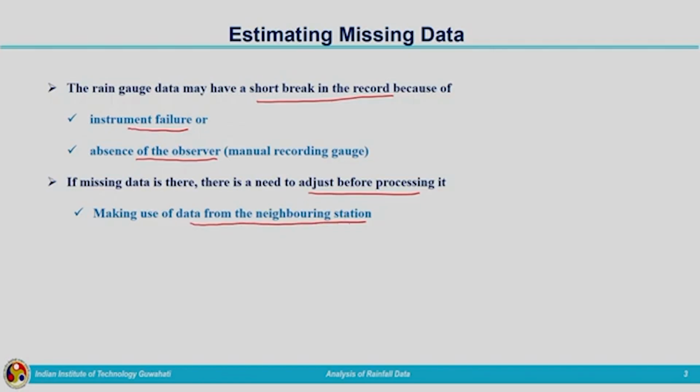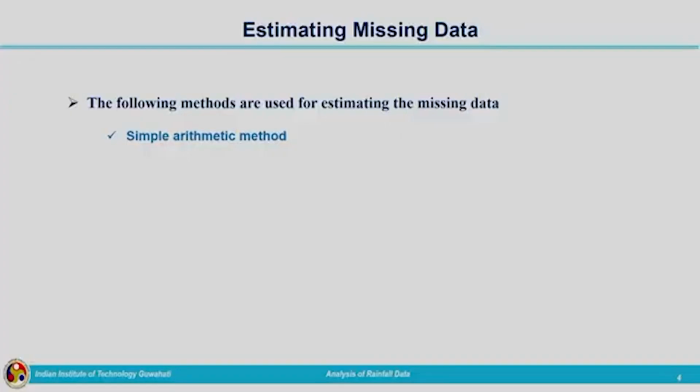From the network of rain gauges, if the data from a particular rain gauge contains errors, is inconsistent, or has some missing data, we check it with the neighboring data. The average value corresponding to the neighboring data can be assumed as the missing data. Different methods used for estimating missing data are the simple arithmetic method and the normal ratio method.